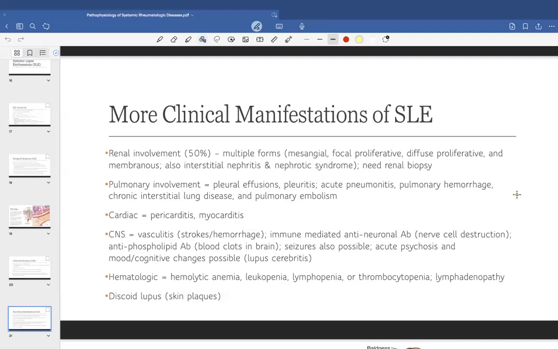From a pulmonary involvement standpoint, again, broad perspective, it can be effusions, pleuritis, pneumonitis, pulmonary hemorrhages, right on down the line. And for the cardiac, think connective tissue: pericarditis, myocarditis. As far as your central nervous system, if the vascular beds are involved and it's a vasculitis, it can lead to strokes and hemorrhage within the brain.